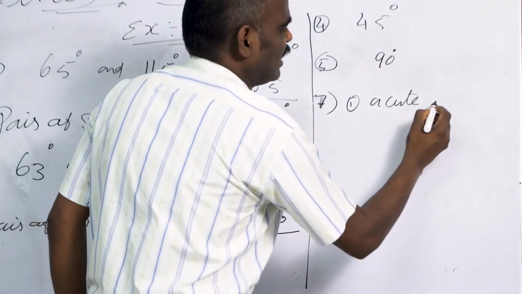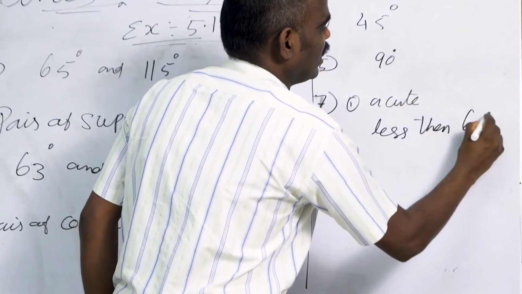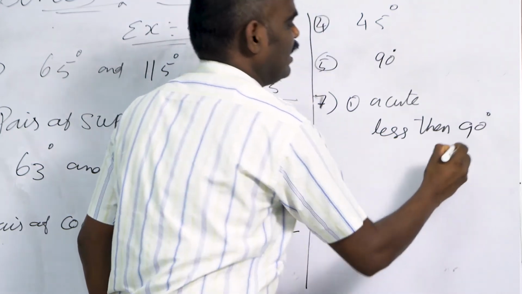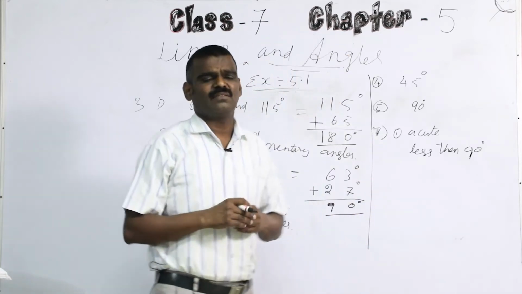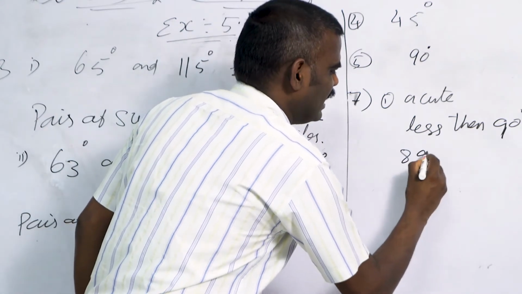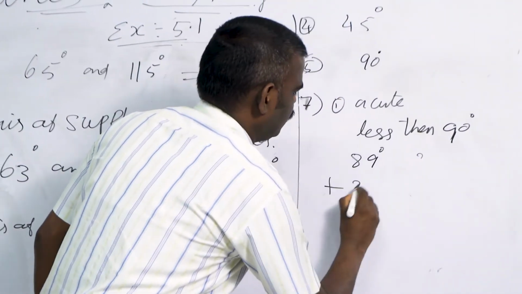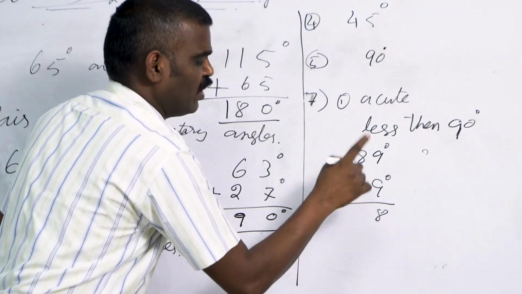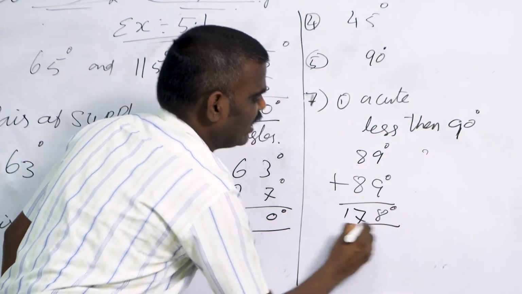Acute means what? Less than how many degrees? Less than 90 degrees. Both angles are less than 90 degrees. Less than 90 degrees means, for example, maximum you will go to 89 degrees. Another one also 89 degrees. You add 89 and 89: 9 plus 9, 18, 1 remainder, 1 plus 8, 9, 8 plus 8... how much? 178 degrees.